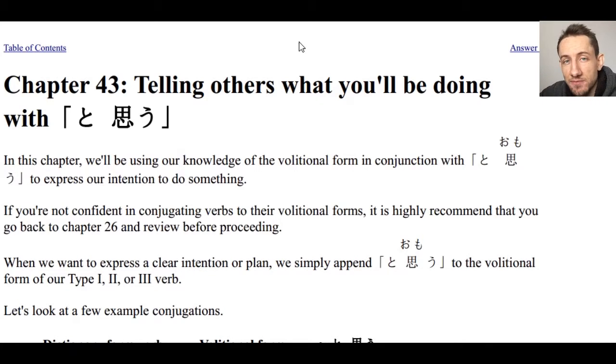Today we're going to be looking at chapter 43 of my textbook, where we are going to learn how to tell others what our intentions are, or what we're going to basically be doing in the future. So we're going to be using our knowledge of the volitional form. And if you're not familiar with the volitional form, please be sure to go back to chapter 26 and review before watching this video. I'll put a link in the description box for that.